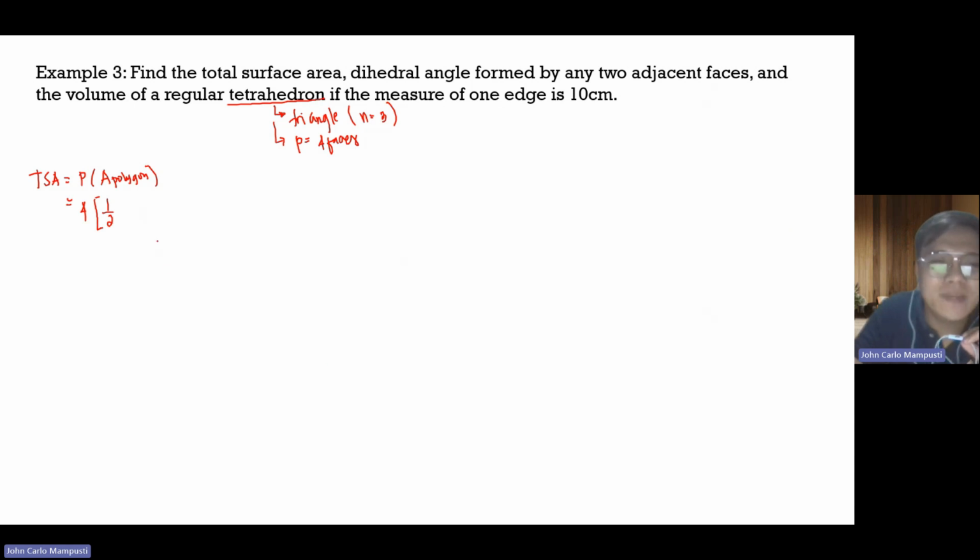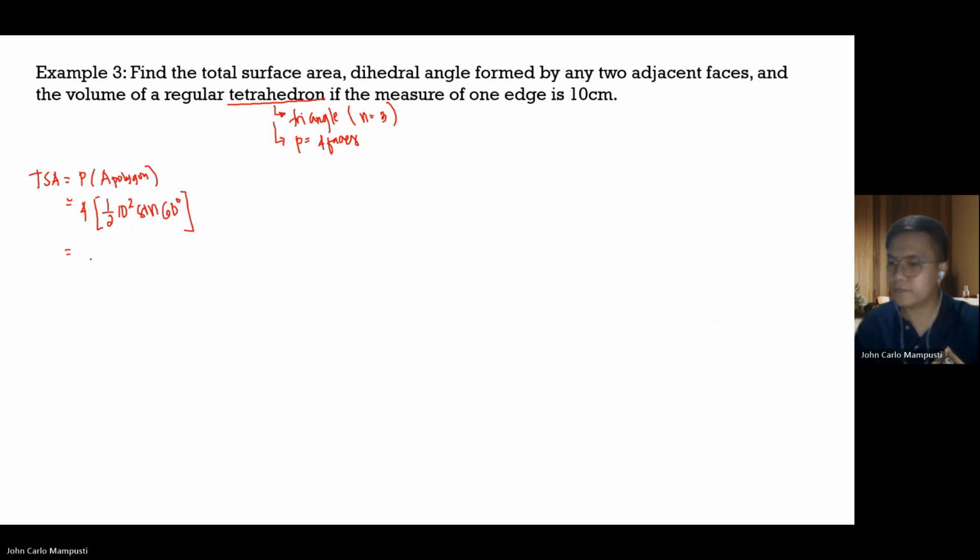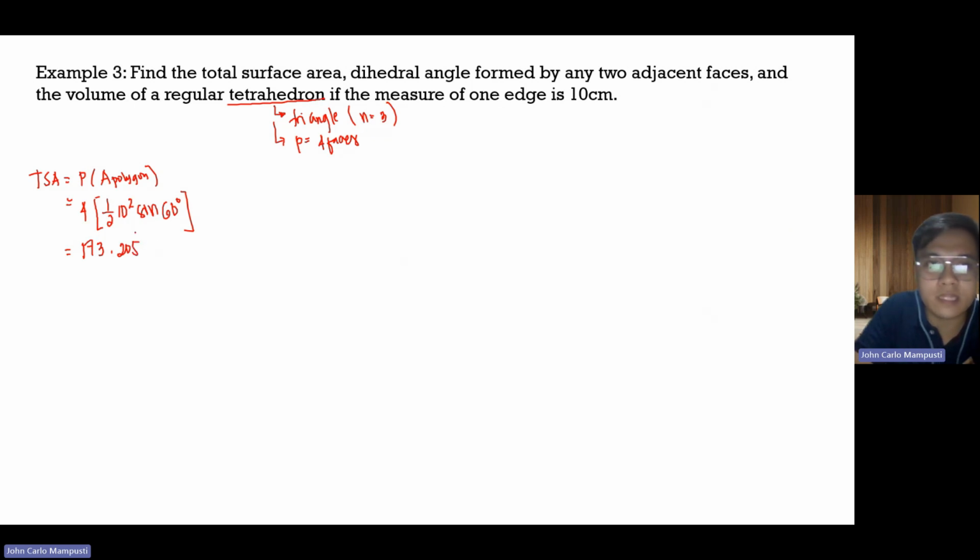Sorry sa delay. So, 1 half AB sine theta. As you can see, A is just equal to B, which is 10. So, 10 squared sine. When we say equilateral triangle, alam na natin dapat 60 degrees yan. So, input natin sa calculator ko. We have 4 times 1 half times 10 squared sine 60. Ang lalabas dapat dyan ay 173.205.